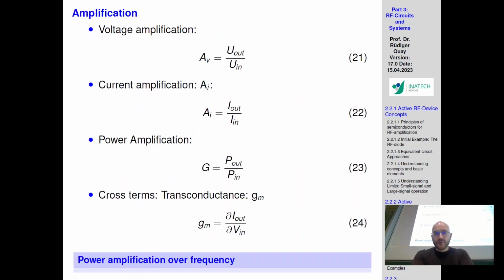Yeah, I think this is also an important part. We discussed some important parameters in this case, which was voltage amplification, current amplification, power amplification, the gain of the output power versus the input power, and then the transconductance, which is the rate of change of the output current with respect to the input voltage.